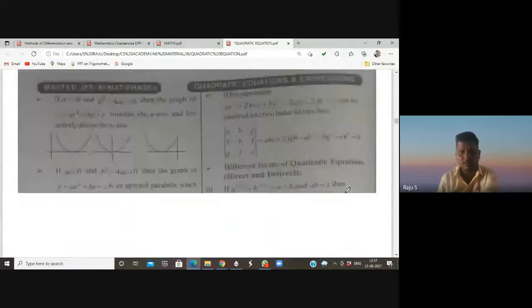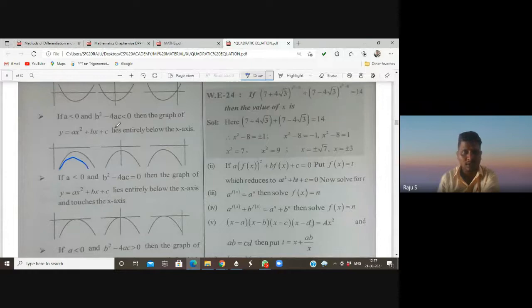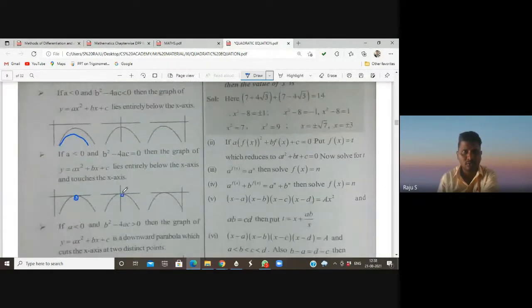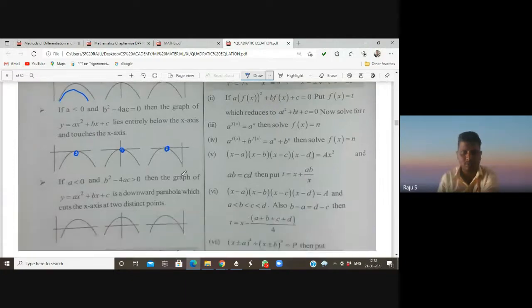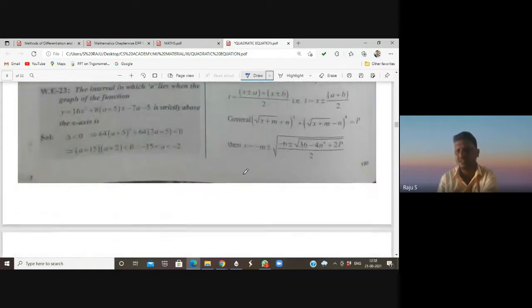Okay, students. Coming to here, also no real roots, imaginary roots. Yet two distinct roots. Yet two equal roots. Two equal roots. Okay, two distinct roots. Here both will be positive, negative, positive, negative, negative. It's a secondary thing.